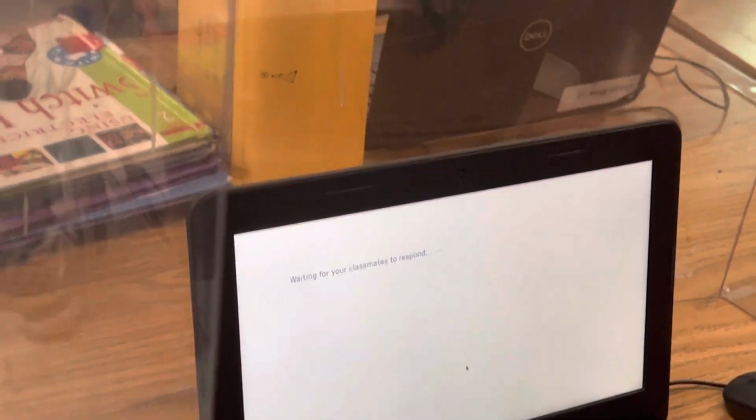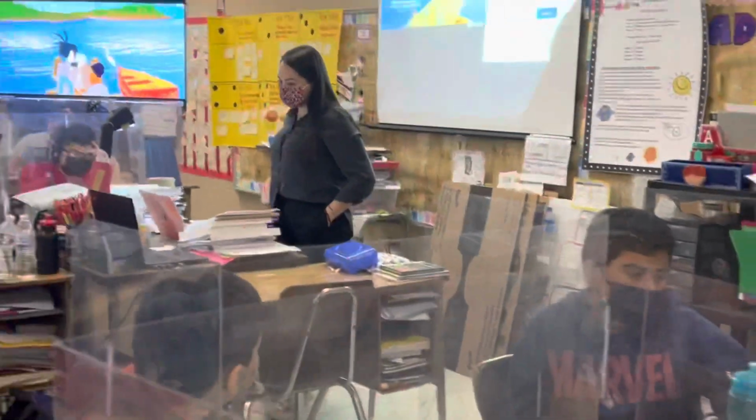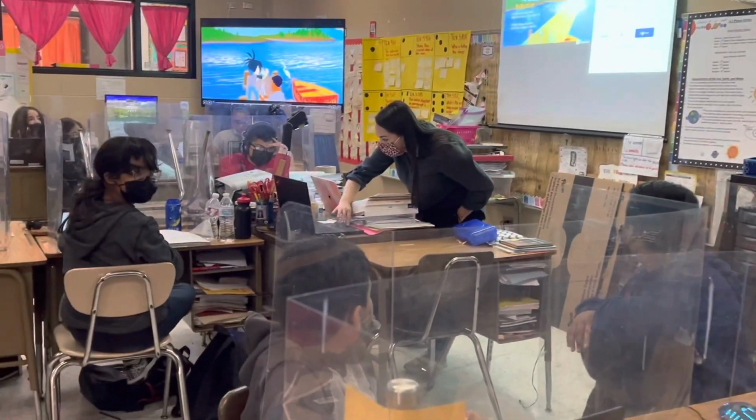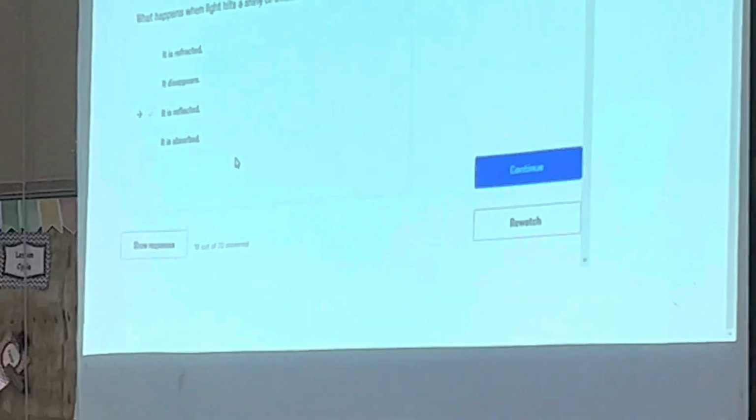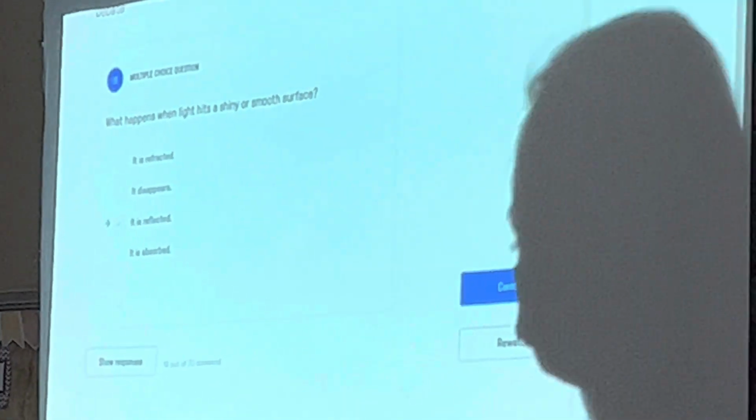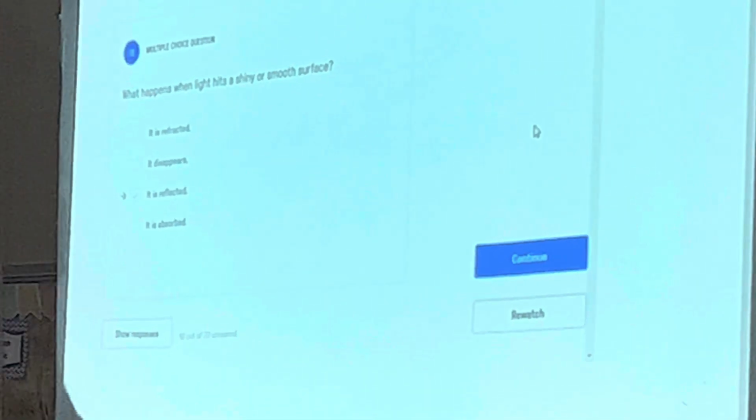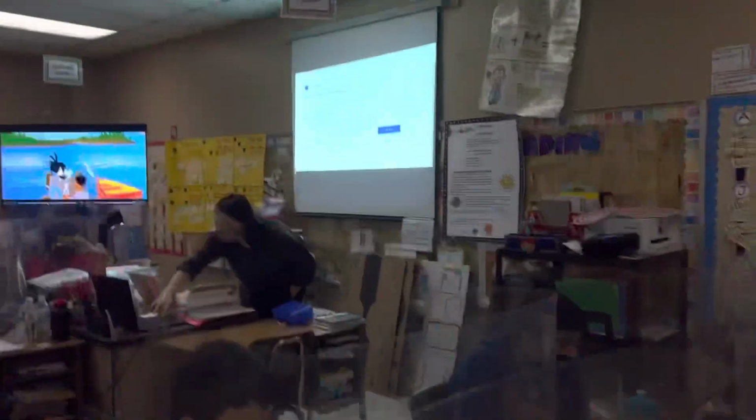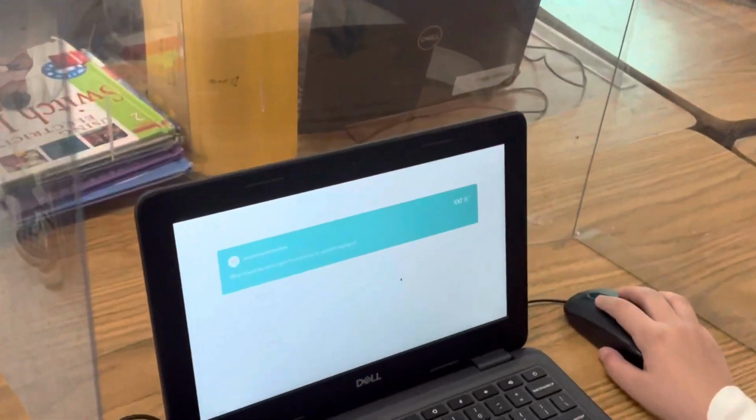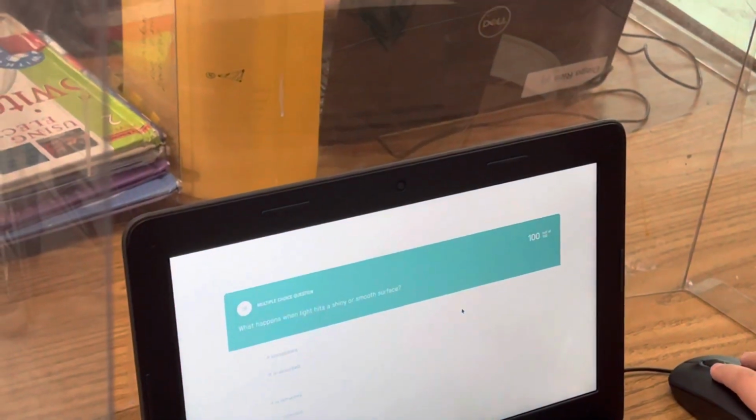Are we ready? Did everybody answer? Yes. Okay, so let's see. Let's go. It is reflected. Very good. So you should see on your screen if you got it correct or not. You should have a green little highlighted part. That means that you got it correct. Very good, guys. Let's see. Show responses. 89% of us put reflected.